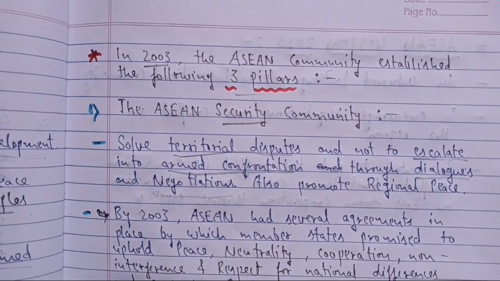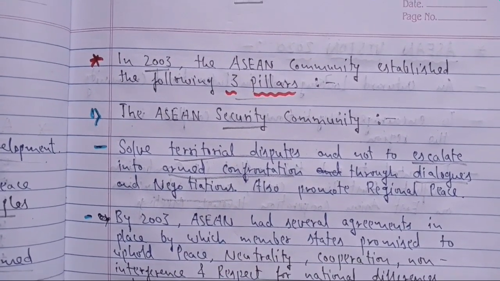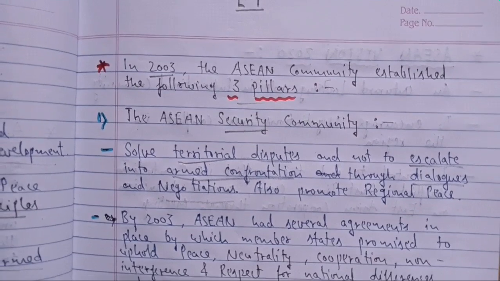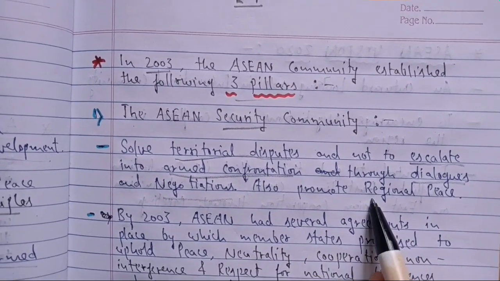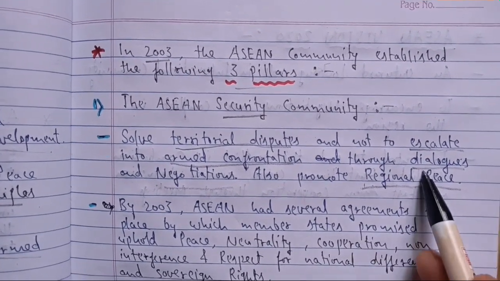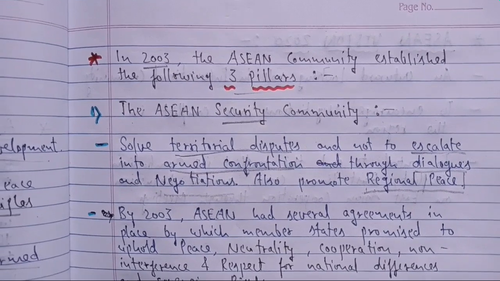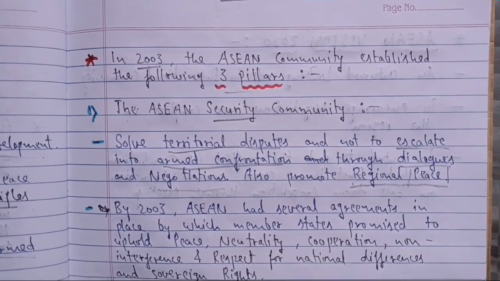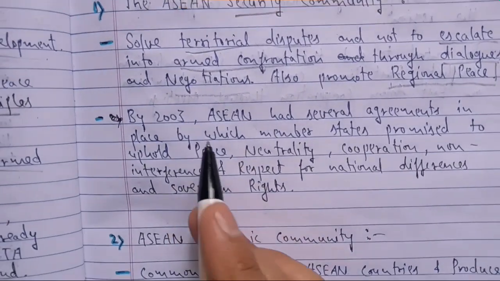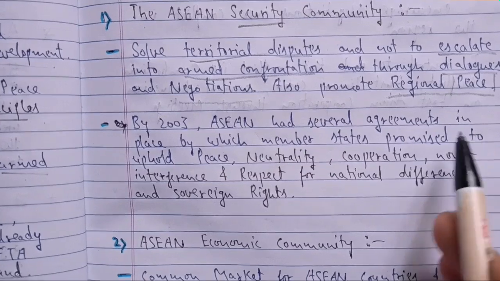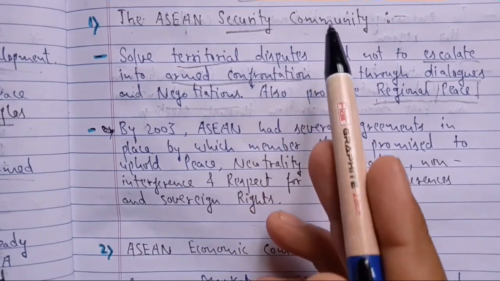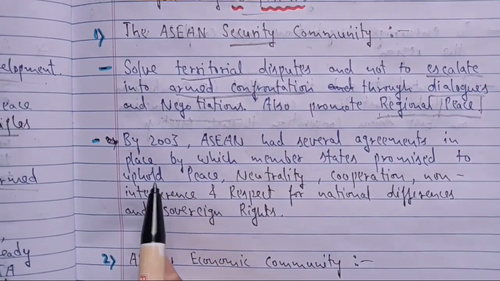Dialogues by talking, conversations, and negotiation, managing to find an agreement to find a solution related to territory. They also promoted regional peace, and the security community looked after it so that peace was maintained among these 10 member states to work properly as a group. And the second was here: by 2003 ASEAN had several agreements. I have already discussed this, but again I had to write this under the security community because this was a main objective of this particular pillar. I have already explained this to you.